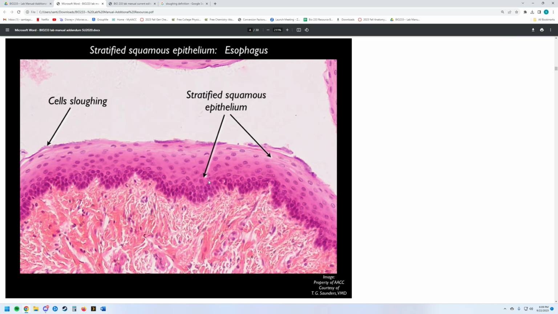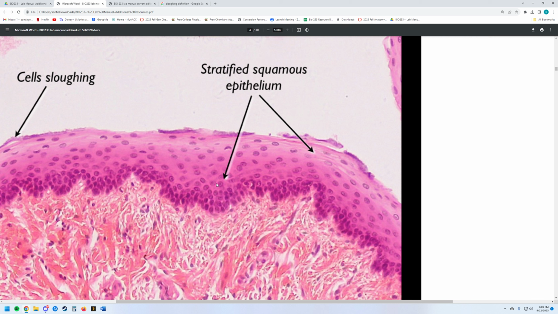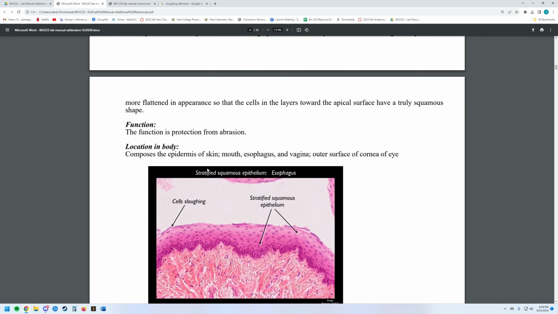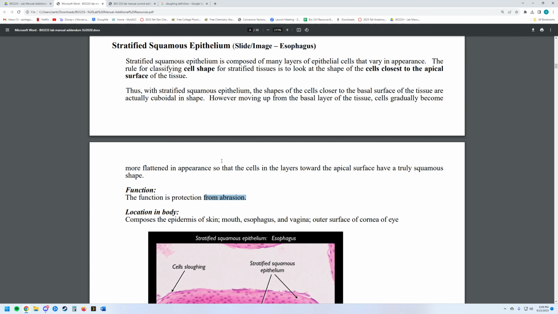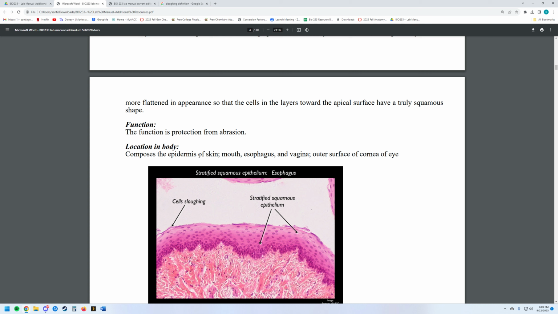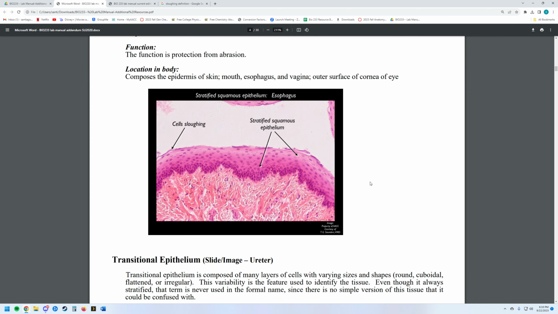So it's saying I can't zoom any more than this. It's 500%. So it's saying these are more cuboidal, even though we can't see actual things. But as they get closer to the edge, they flatten out. Yeah, that makes sense, right? Anyway, its function is protection from abrasion. Okay. It composes the epidermis of skin, mouth, esophagus, other surfaces, cornea of the eye.